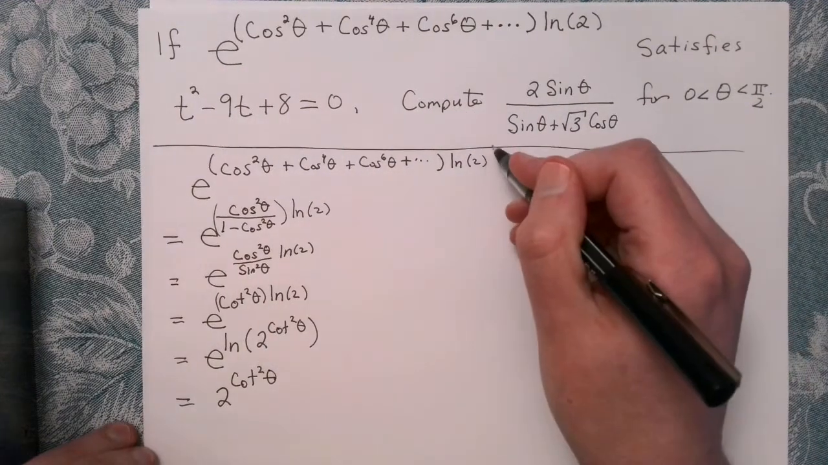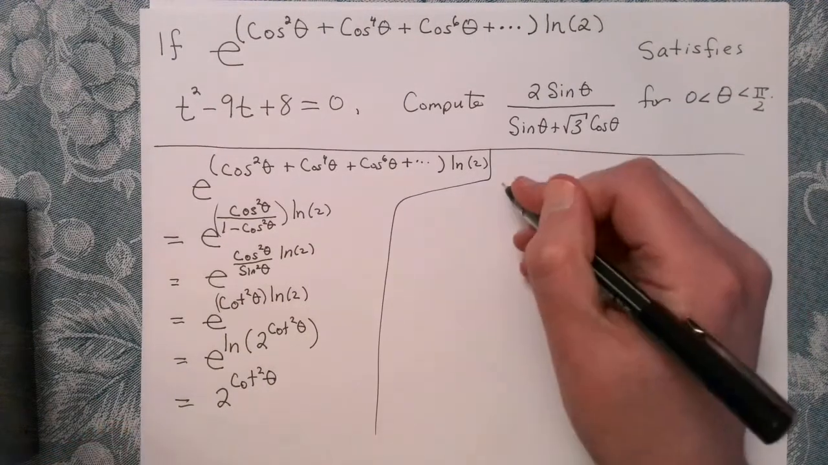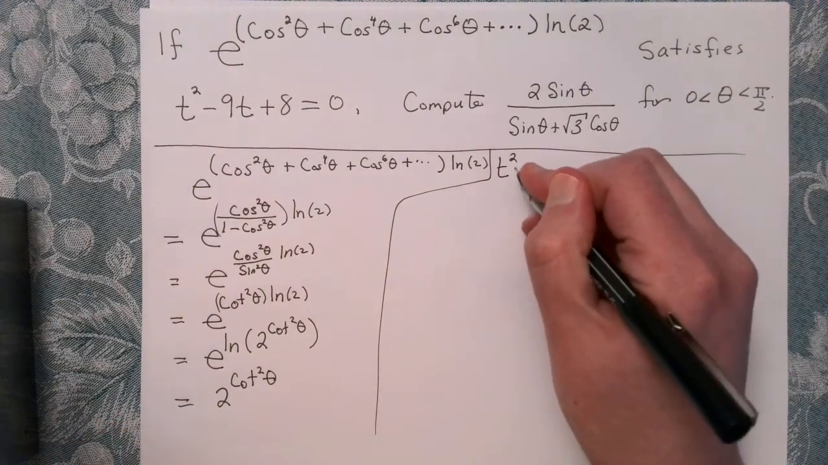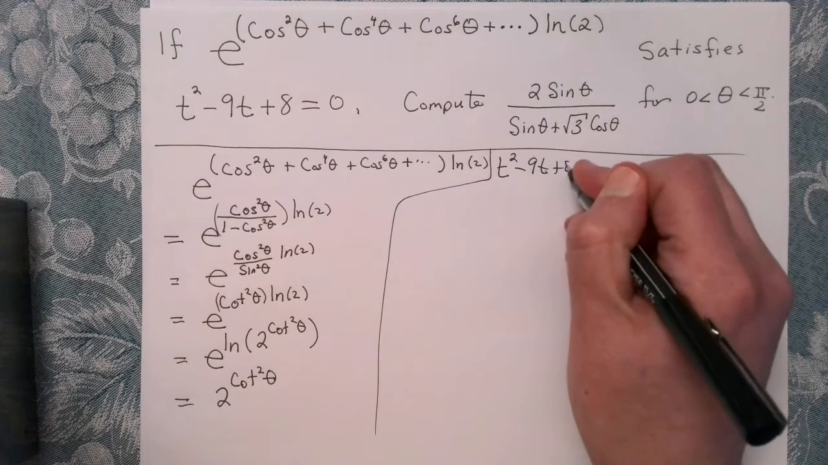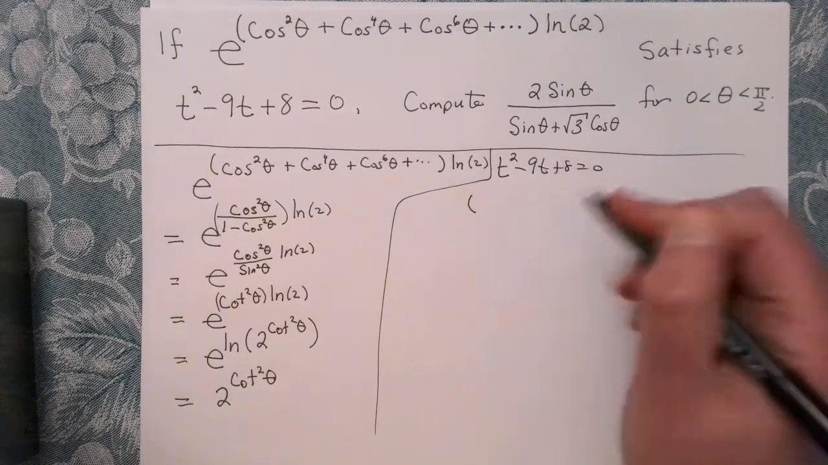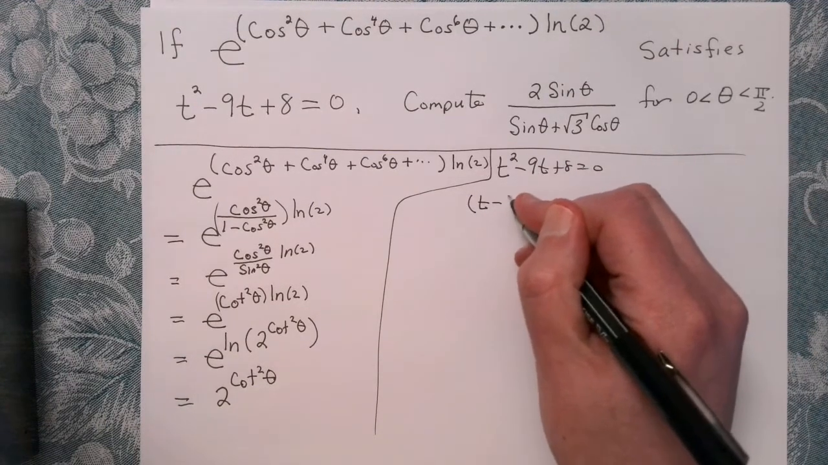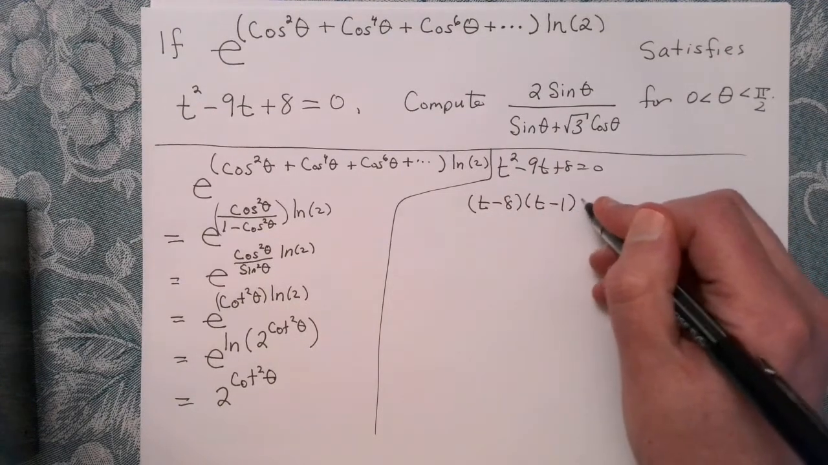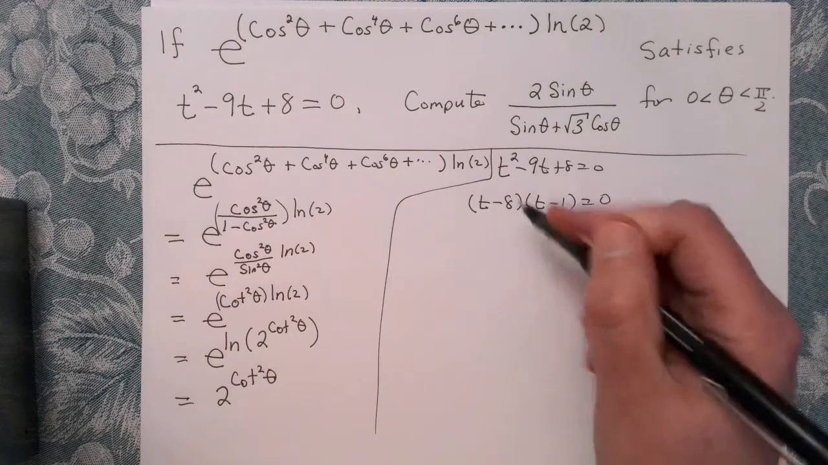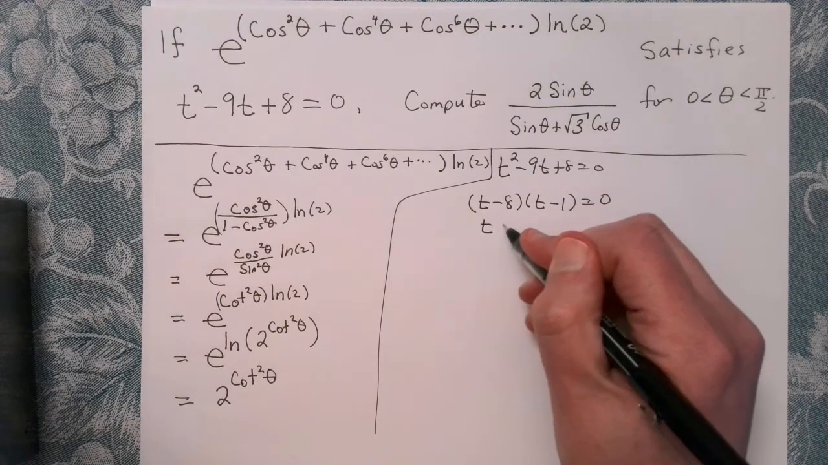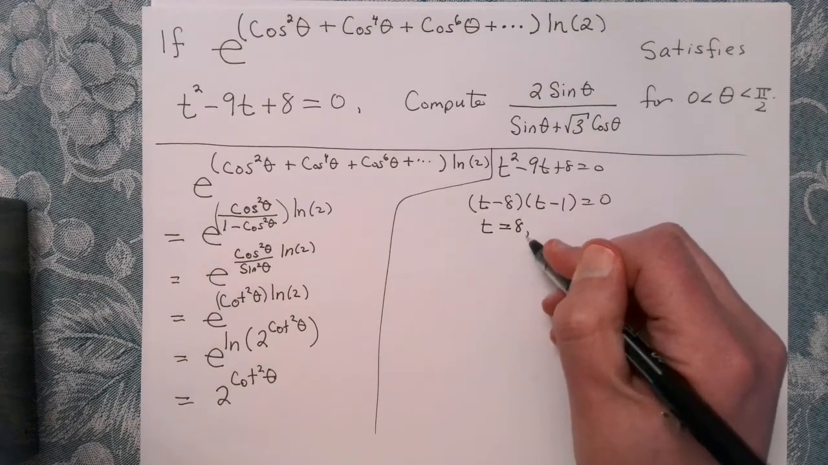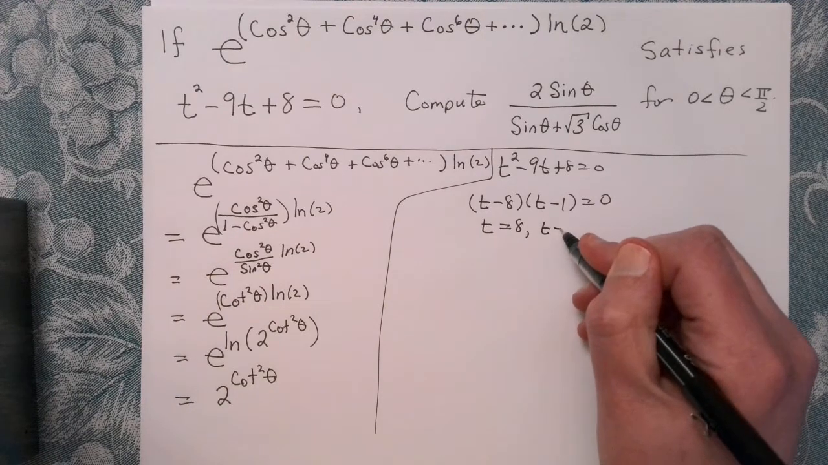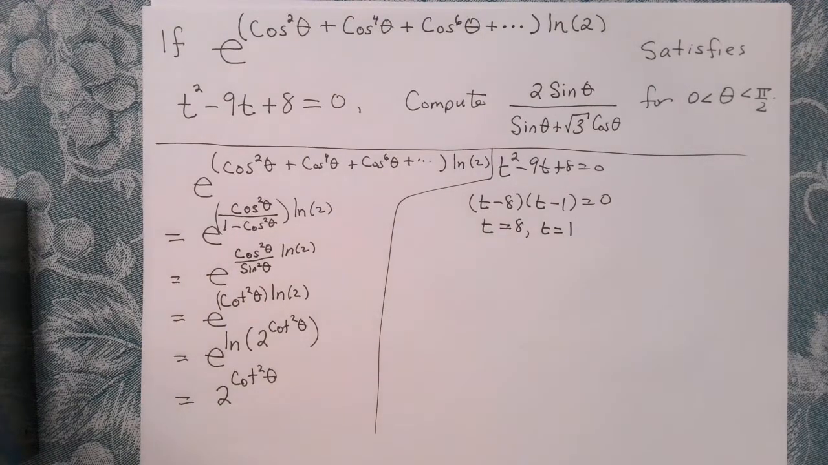Okay, so next, we've got t squared minus 9t plus 8 is 0. So that factors pretty nicely into t minus 8 times t minus 1 equals 0. And so, of course, the roots: t equals 8 and t equals 1. Okay, so we'll deal with these one at a time.